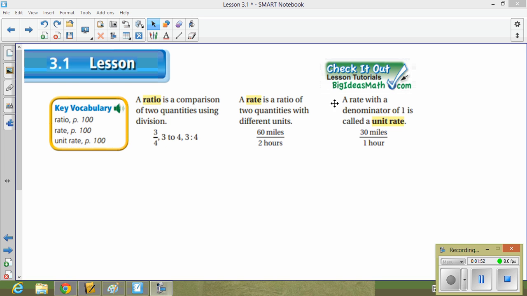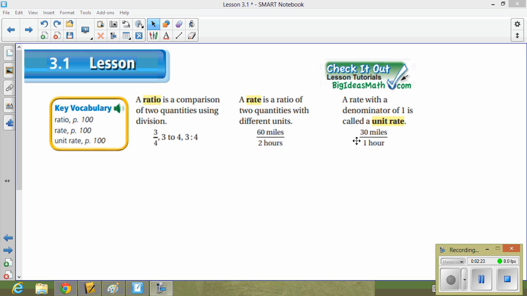And finally, a unit rate is where we figure out a rate where the denominator is 1. For this example, if we went 60 miles in 2 hours, we would divide numerator and denominator by 2, so we get a denominator of 1, and then 60 divided by 2 is 30. So this is an example of a unit rate, because we know per hour we are traveling 30 miles.